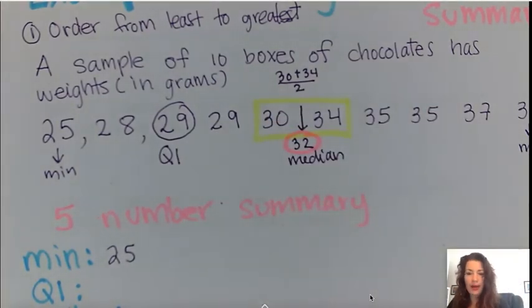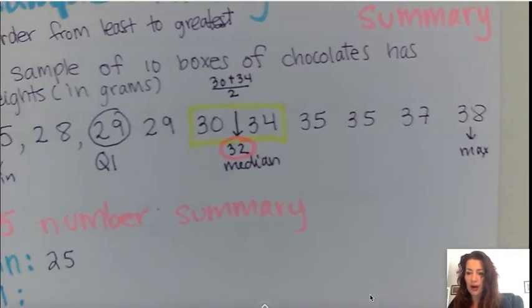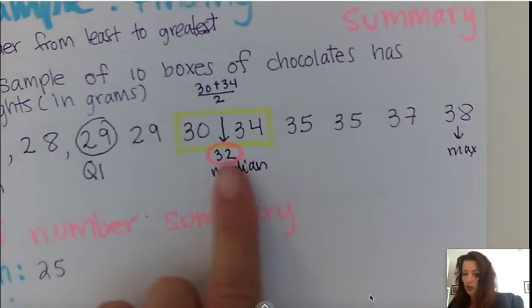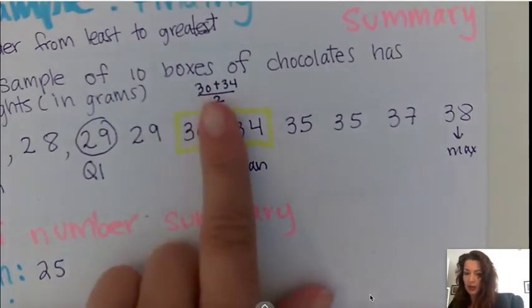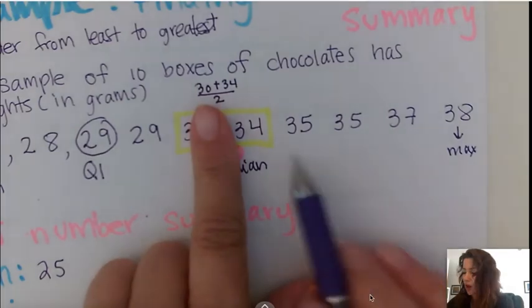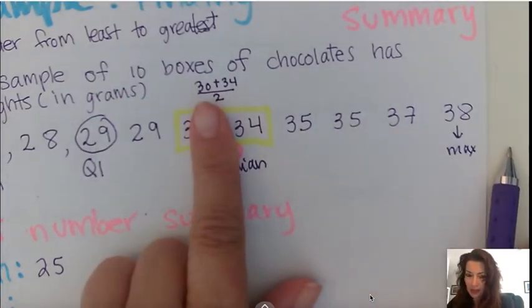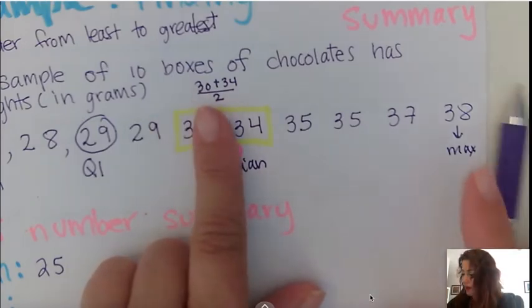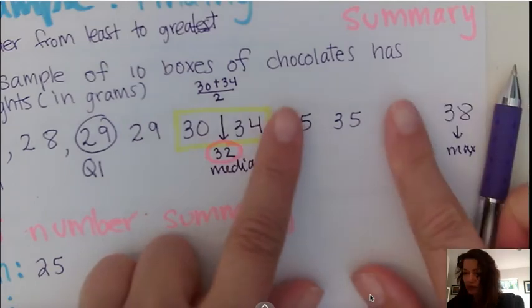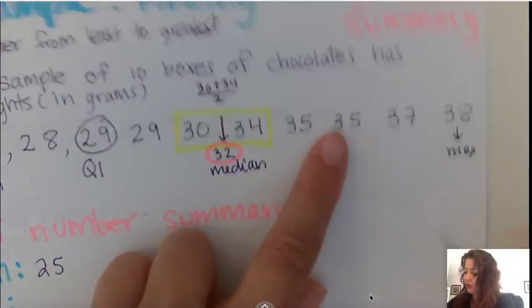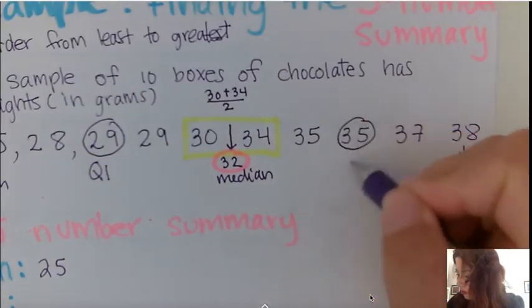Let's go ahead and do the same thing for our upper 50%. Not including the median, I'm going to go ahead and look at the top 50% of data, and I'm going to find the middle of that. The middle of that is called our Q3. So let's go ahead and cover 34 and 38, 35 and 37. So 35 is our Q3.